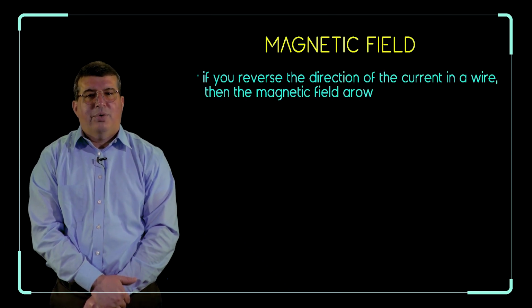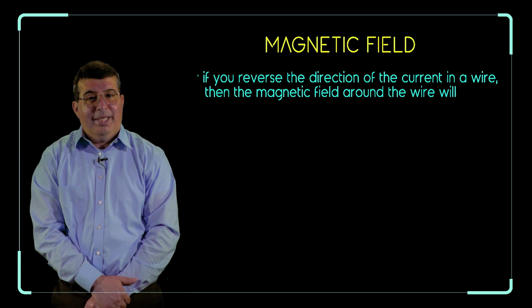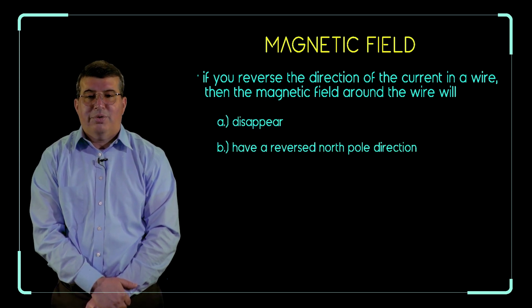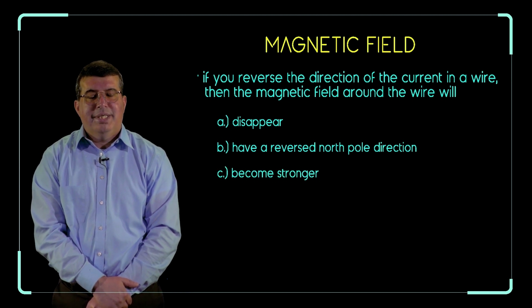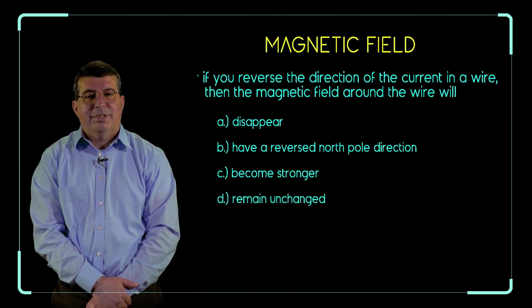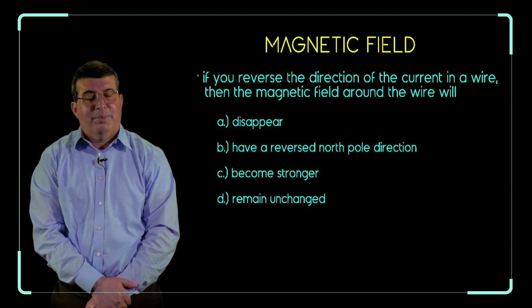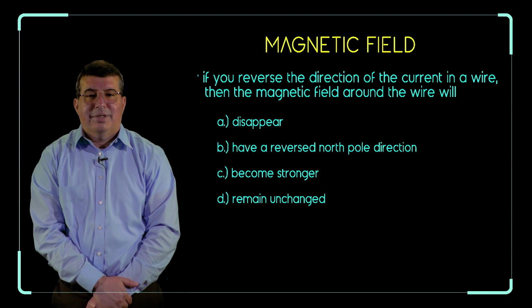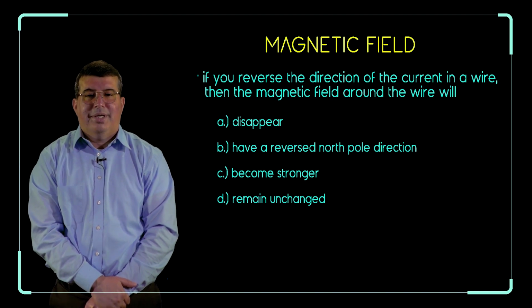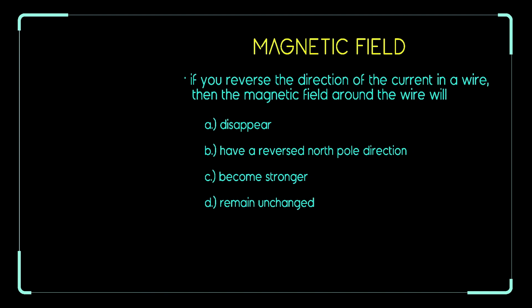Last question. If you reverse the direction of the current in a wire, then the magnetic field around the wire will A, disappear, B, have a reversed north pole direction, C, become stronger, or D, remain unchanged. Go ahead and think about this. Think about what the best answer is, and then when you're ready, hit play, and I will tell you the answer.